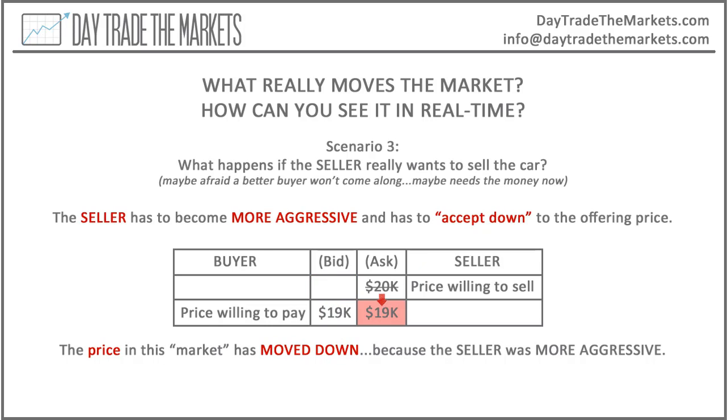Okay. Now, conversely, what would happen? Think about this. If the seller really didn't want to miss out, the seller was worried that another better offer wasn't going to come soon, or the seller really needed the money, whatever the case may be. In this case, the seller has to get more aggressive and actually be willing to accept down to the offering price of $19,000. So again, I know it's just one car, one day. That's our quote market for this example. But in this case, because the seller was more aggressive, the price has moved down.